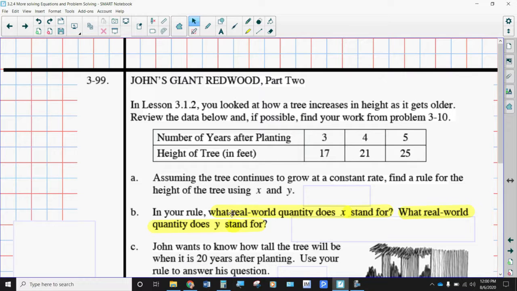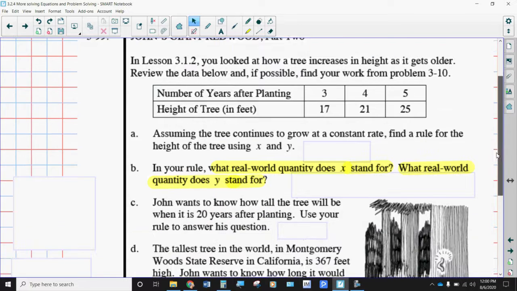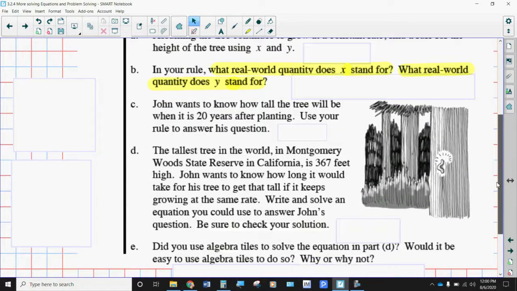Then, in your rule, this is the part that's new. What real world quantity does the X in our rule stand for? And what real world quantity in our rule does the Y stand for? I feel like I'm confusing this a little bit. Maybe I should just read the words, but no, I'm paraphrasing a little bit. What real world quantity does Y stand for within our rule? Okay, so go ahead and answer those questions. Then take a look at C and D.